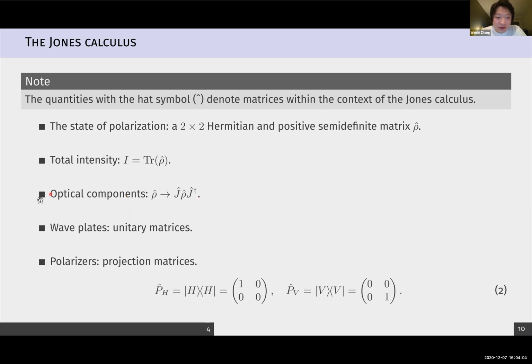Optical components in the Jones calculus are also described by 2x2 matrices, and here I've written them with the letter J. They are called Jones matrices of some optical component. The polarization matrix rho is transformed to J times rho times J dagger when the light passes through that optical component. There are many optical components that we can model in the Jones calculus, but for our experiments, we're only concerned with wave plates and polarizers. Wave plates are unitary matrices in the Jones calculus, and polarizers are described by projection matrices. Here are two examples: the first is the horizontal linear polarizer, and the second is the vertical linear polarizer.